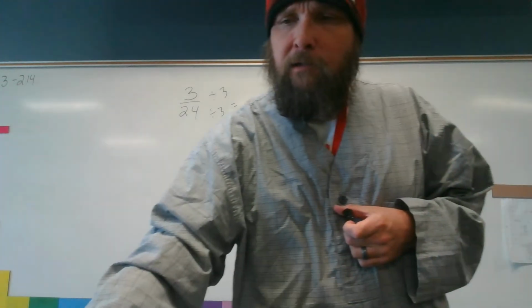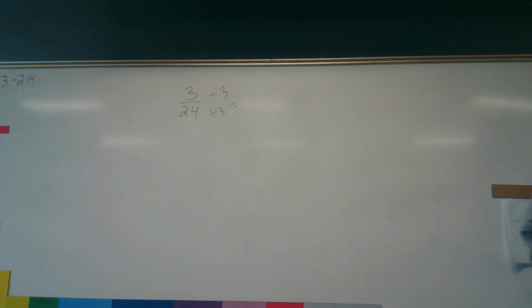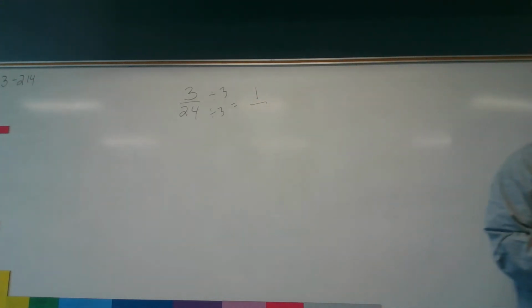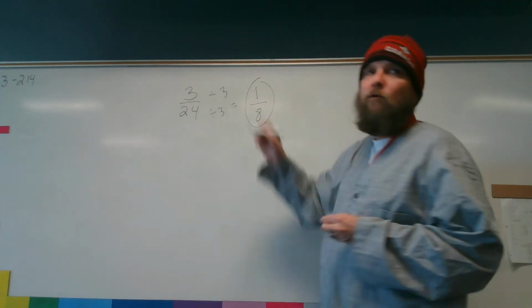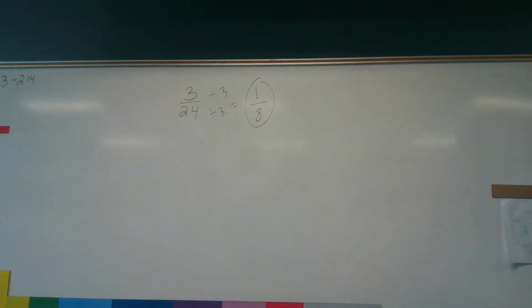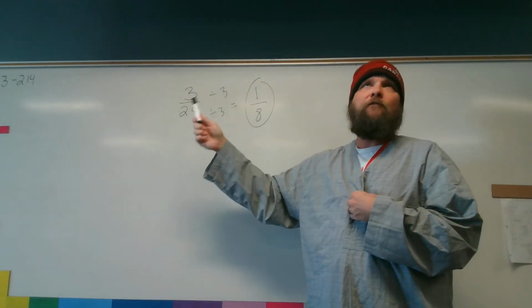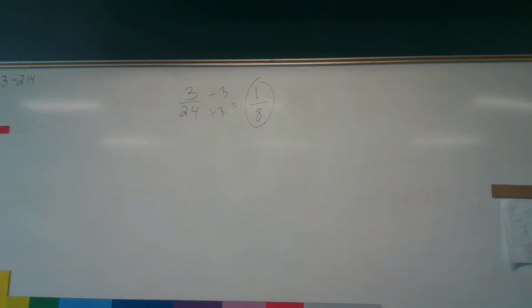And so, Alex, what is 3 divided by 3? 1. Alex, what is 24 divided by 3? 8. So 1/8 would be the answer. So you can always check that too. If your numerator will divide evenly into your denominator, then your numerator is the greatest common factor.